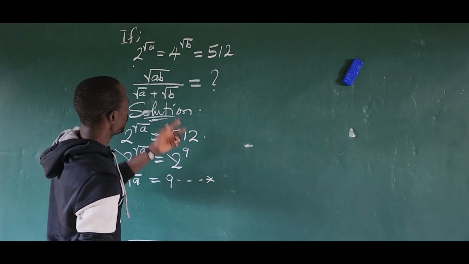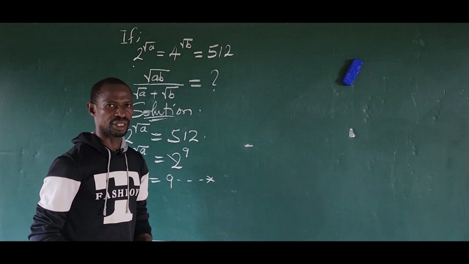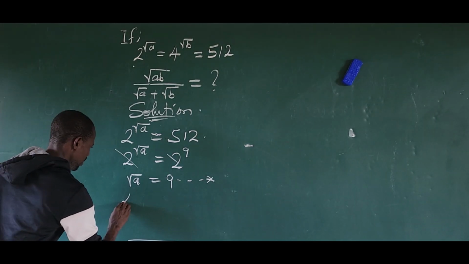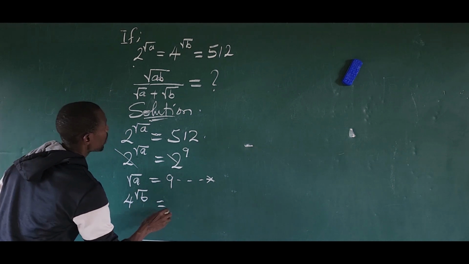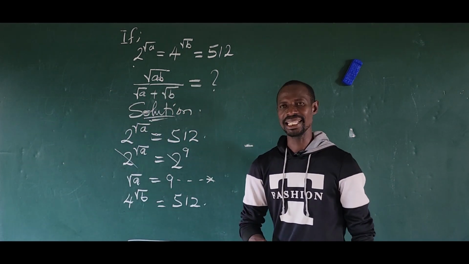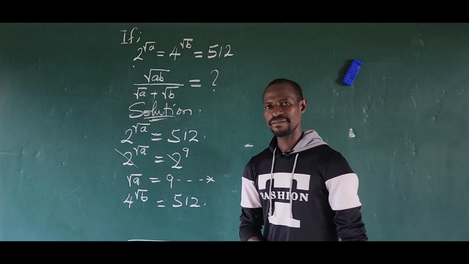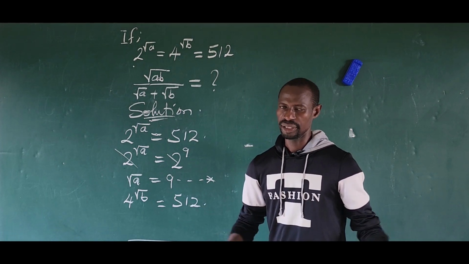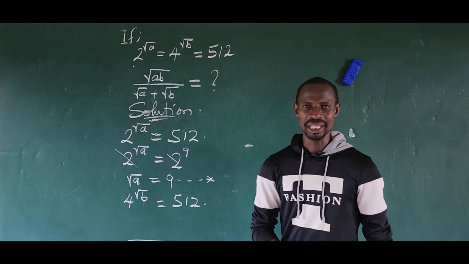Okay. Now we do the same thing to this. Here we have 4 to the power of root B equal to 512. Now the base number here is 4. Now if you look at this, can we express 512 in base 4? No. But the joy of it is that we can express 4 in base 2.